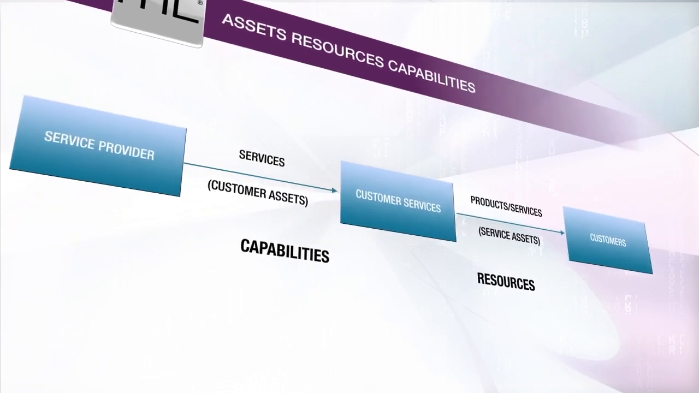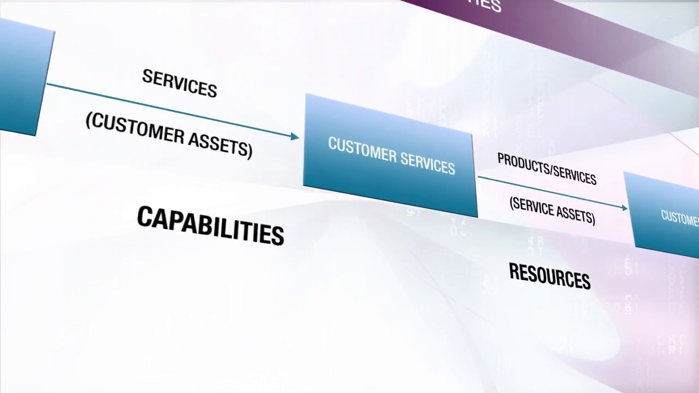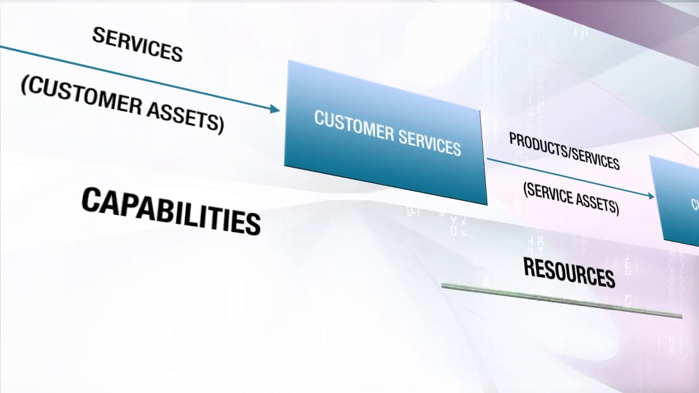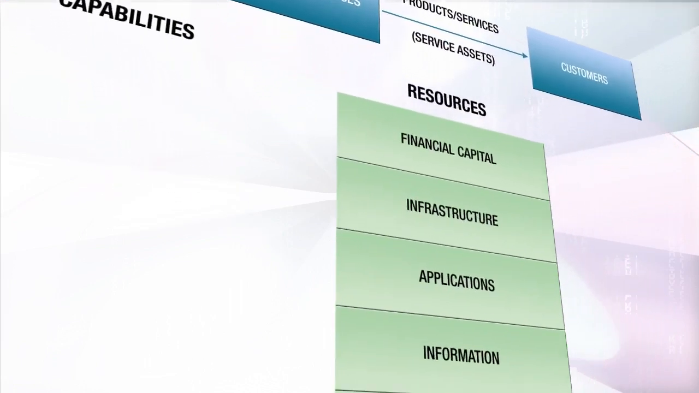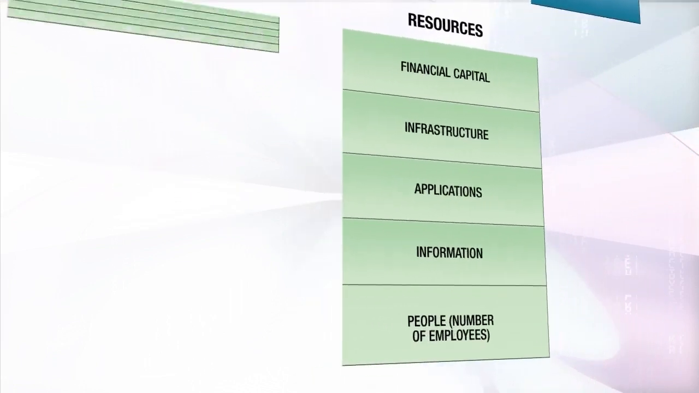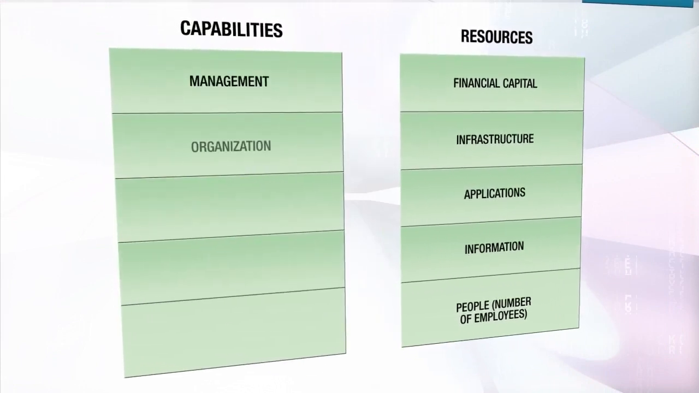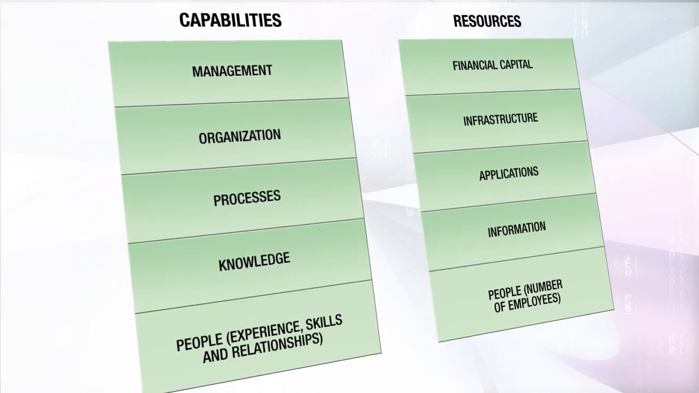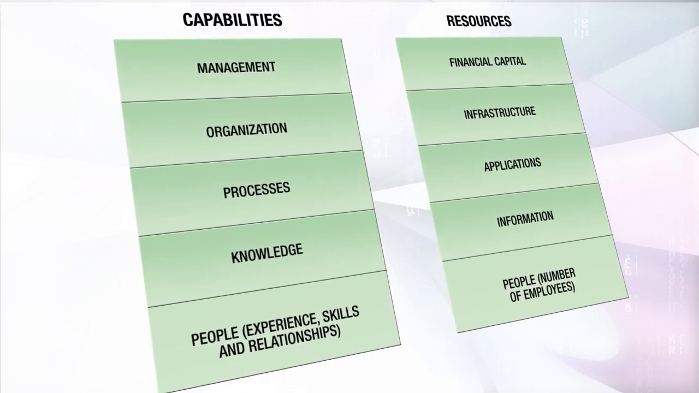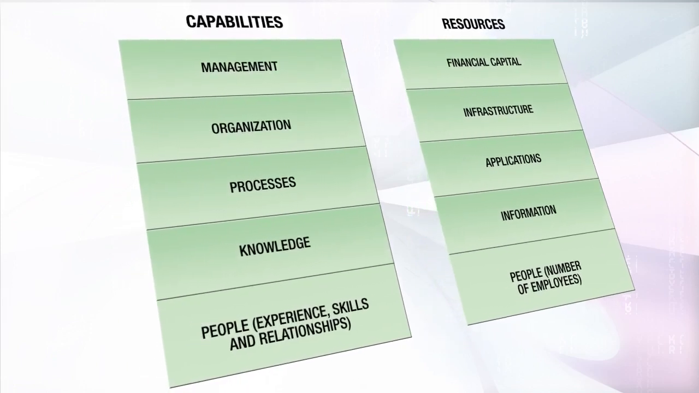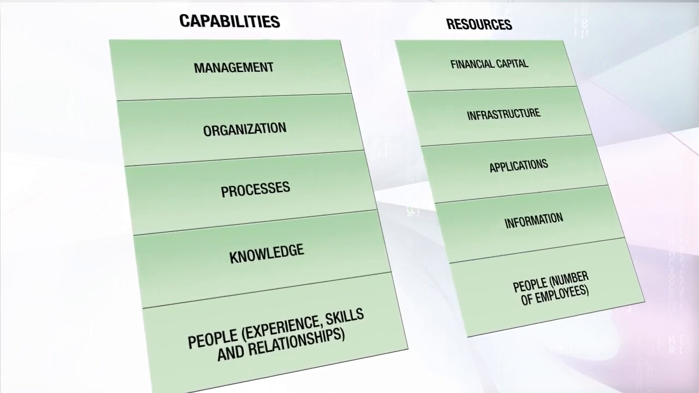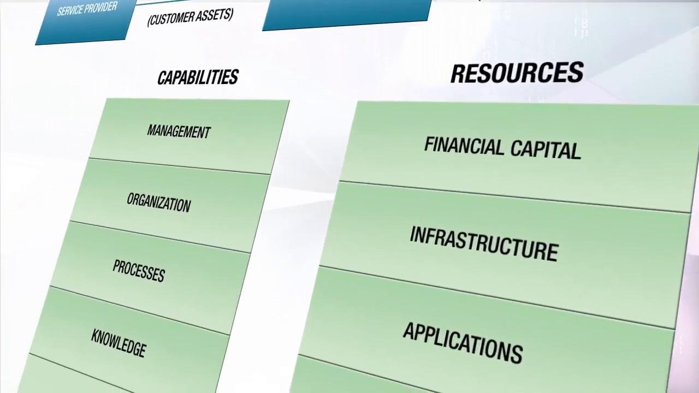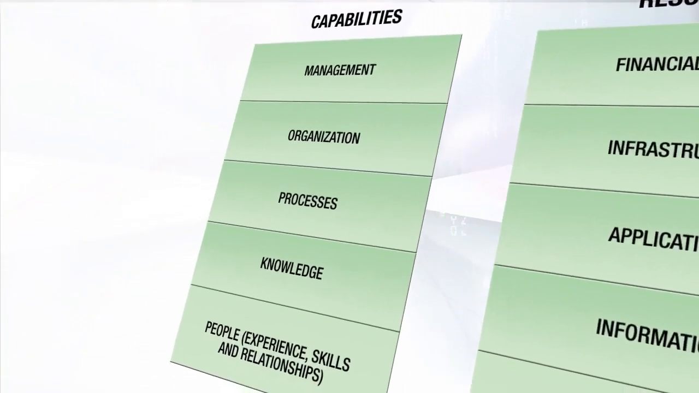There are two types of asset used by both service providers and customers: resources and capabilities. Resources are readily acquired direct inputs for production, whereas capabilities are typically experience-driven, knowledge-intensive, information-based, and firmly embedded within an organization's people, systems, processes, and technologies. Resources are relatively easy to acquire, whereas capabilities are ordinarily grown within an organization.